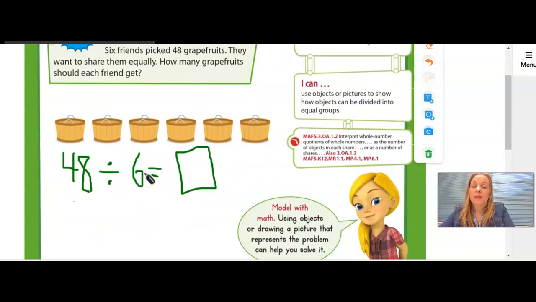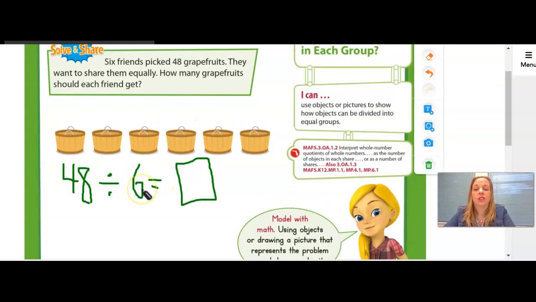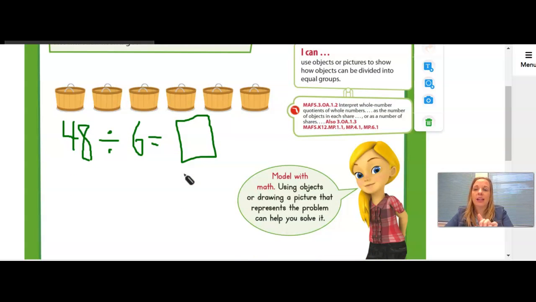Well, this is why we need to know multiplication, boys and girls, because multiplication and division are inverse operations, which means the opposite of one another. So they create a fact family. How can I know or solve 48 divided by 6?